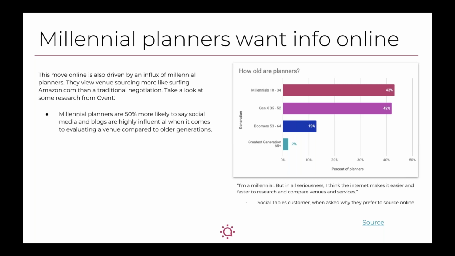So take a look at some research from Cvent here. Millennial planners are 50% more likely to say that social media and things like blogs highly influence their decision to take a venue evaluation seriously compared to previous generations. And 25% of those millennial planners are more likely than older generations to report that negotiations are the most difficult or most stressful part of sourcing a venue.